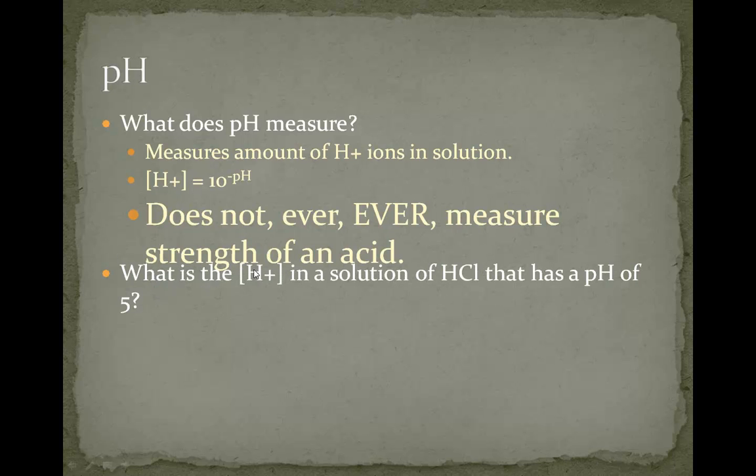So what is the H plus concentration in a solution of HCl that has a pH of 5? Well, you're just going to plug that in up here. 10 to the minus 5. So 0.00001 molar. And yes, that's a very low concentration.